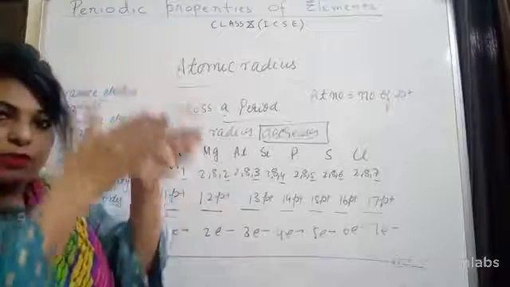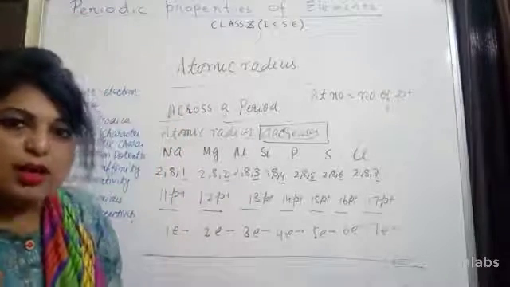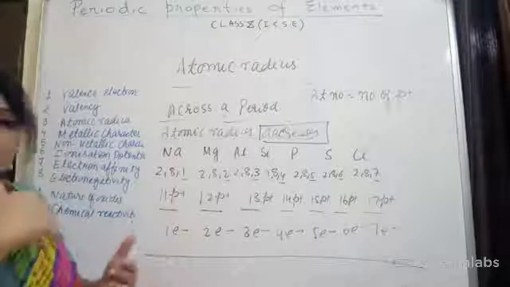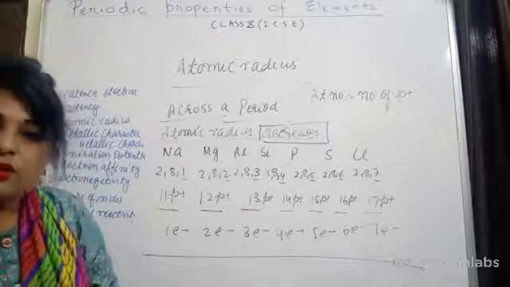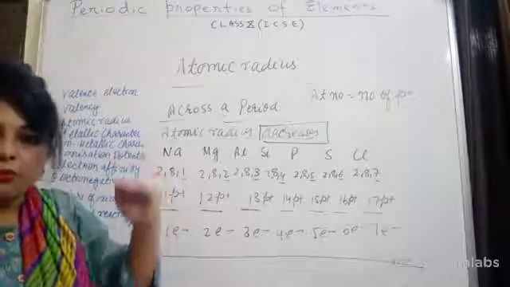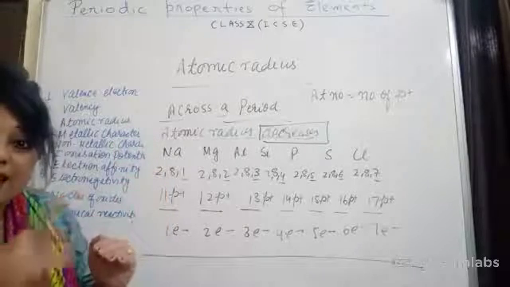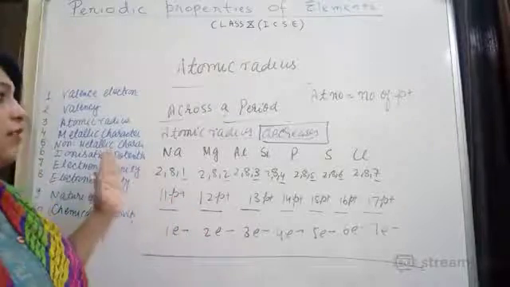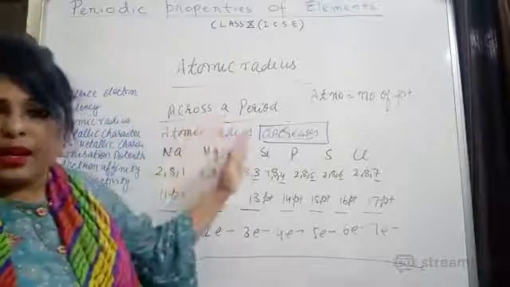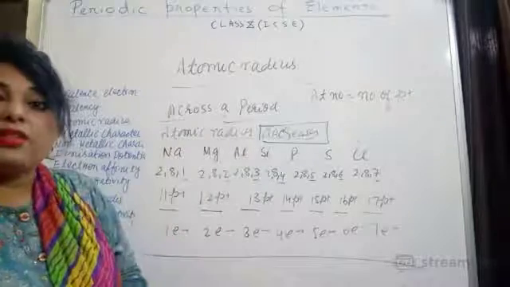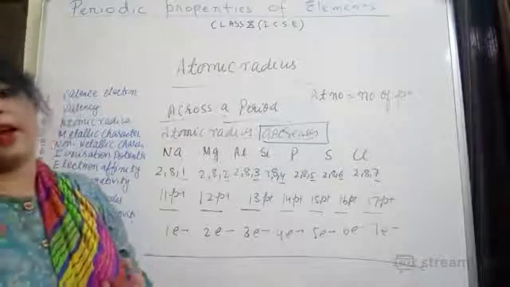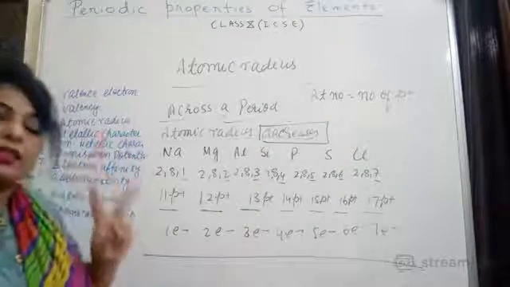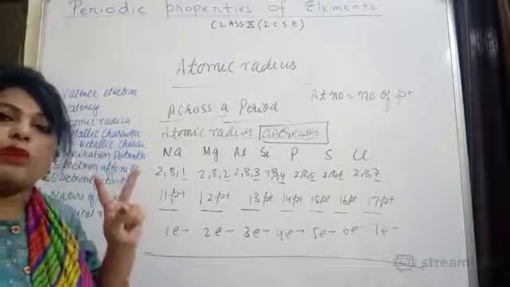We have seen when we move from top to bottom down a group, what will happen? You will see that when you move from top to bottom, the number of shells are adding up, so the atomic size will increase. The second factor, what we have observed across a period, is nuclear charge. It means nuclear charge will also affect the atomic radius. So we have learned about the two factors which will affect the atomic radius.